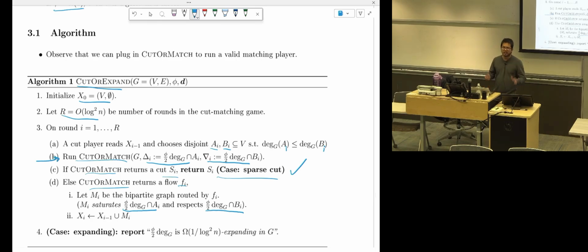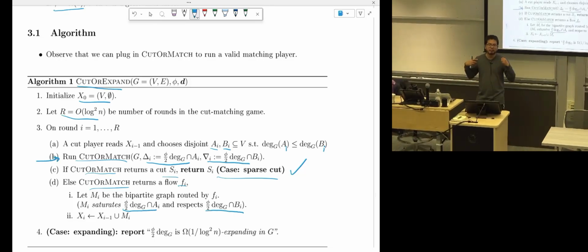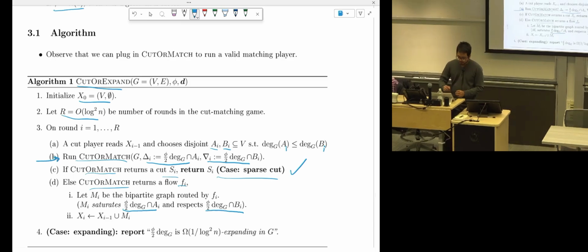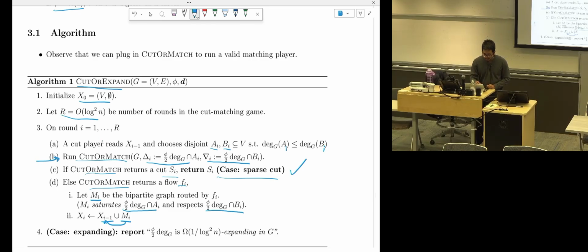And in the cut matching game, all you need from the matching player is that it gives you some arbitrary matching that matches all the nodes on the smaller side, the A side. This does exactly what we need, so that's a valid matching. We add this matching to the graph for the cut player and continue. Once we complete log squared rounds, we can say that this node weighting is expanding. I will not prove this, it's kind of the same proof.